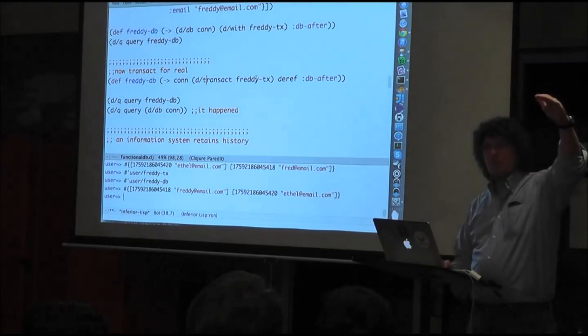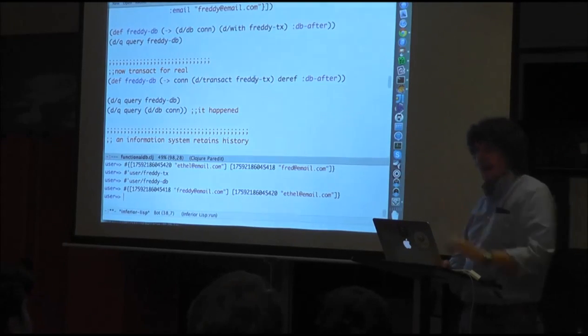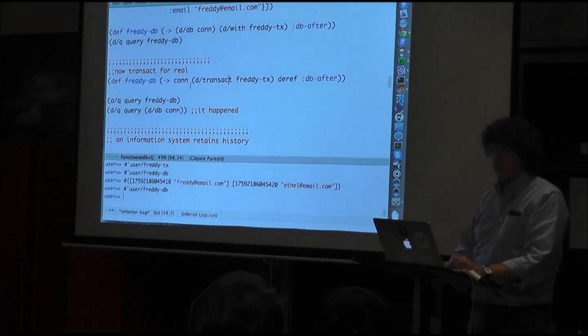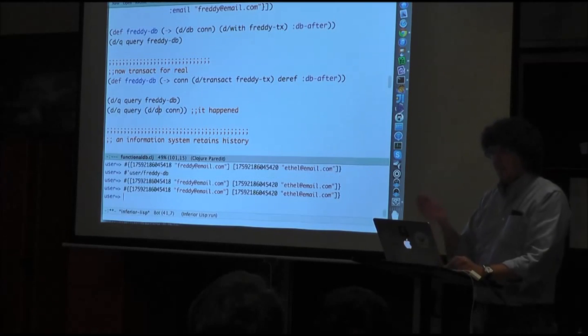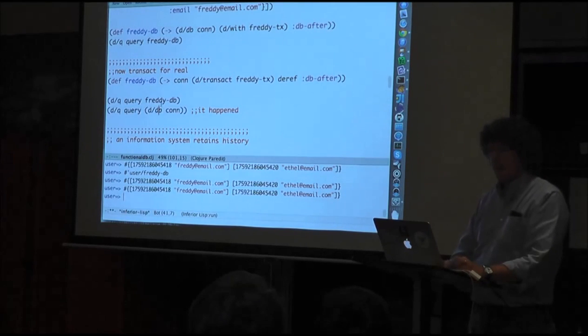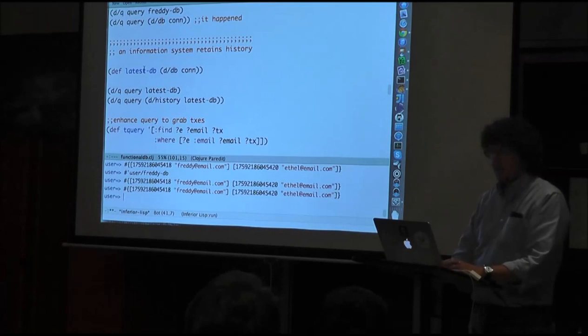This Freddy transaction was data. We just tried it with. We can send that same exact data precisely to transact. And this is how we do it for real now. And so now this Freddy DB is the value returned by transact, and it did really happen. If we go back across the connection and ask for the latest value of the database, we did change something that everybody will see.